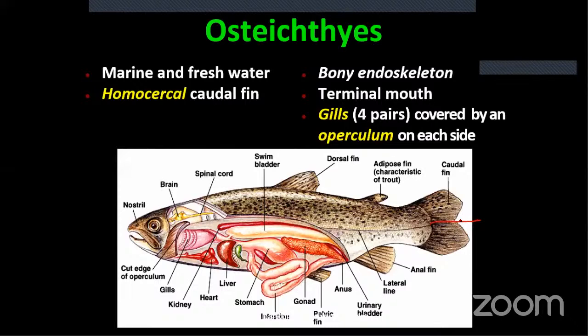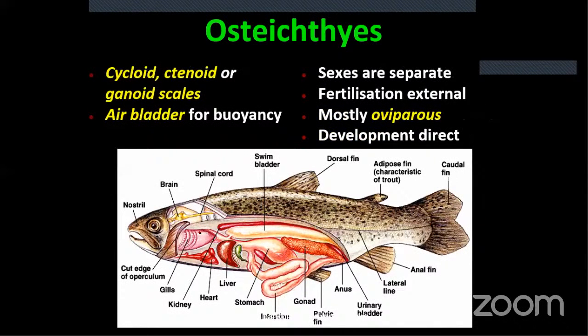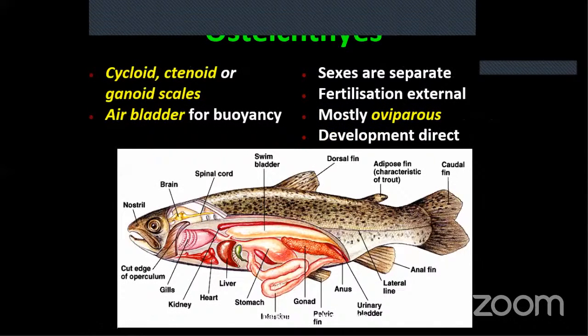Homocercal caudal fin. Then bony endoskeleton. That means their endoskeleton is made up of bone. Terminal mouth. Gills, 4 pairs covered with an operculum on each side. Remember this. Okay. Then cycloid, ctenoid, or ganoid scales. Air bladder for buoyancy.